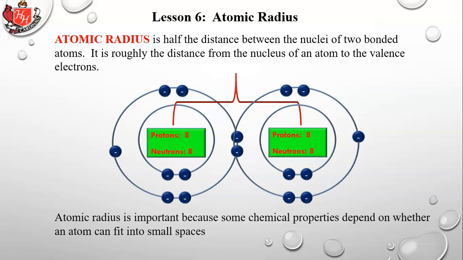Atomic radius is important because some chemical properties depend on whether an atom can fit into small spaces. So there will be times when we talk about the atomic radius. It has to do with bonding strength between different atoms. It has to do with something called dipole moment. So we'll talk about that at a later time.